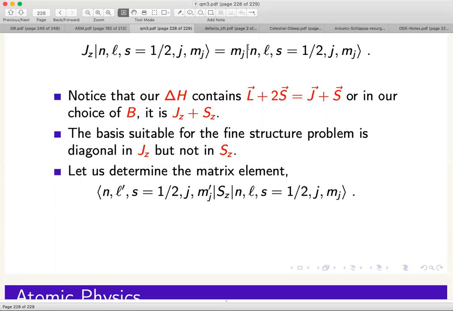Once you compute this matrix element, you can put it back in. This term is anyway diagonal. After completing the computation, you get terms involving Clebsch-Gordan coefficients times the eigenvalue of Sz, and you can put that back into the expression for delta H and try to solve the problem.